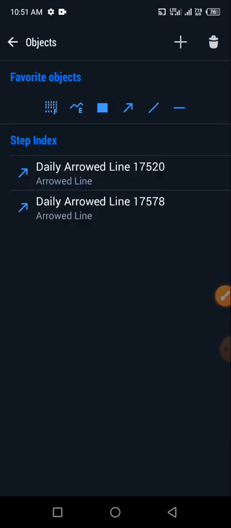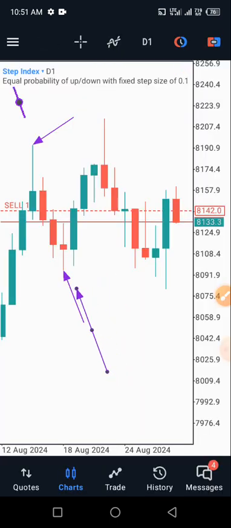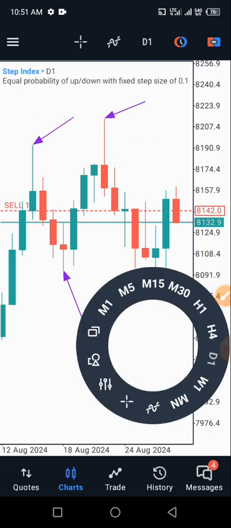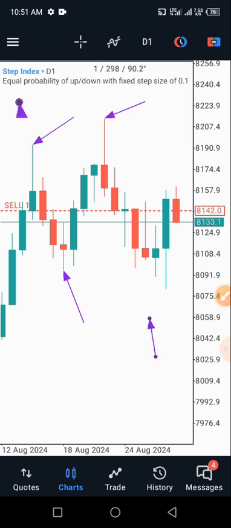If you notice, I am placing arrows here and also here, and then I'll place another arrow here, because these are the most important things we want to take note of whenever we want to use this pattern. I've placed the first, second, third, and now I'll be placing the last arrow here.